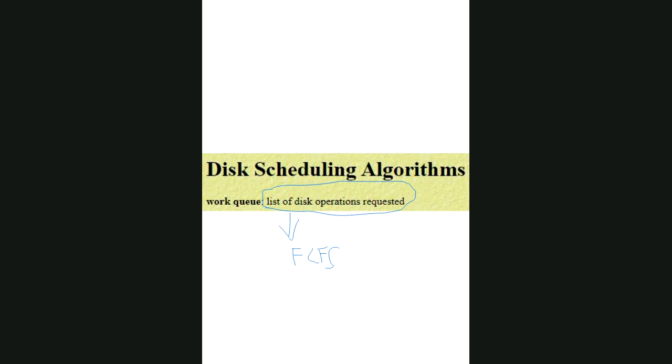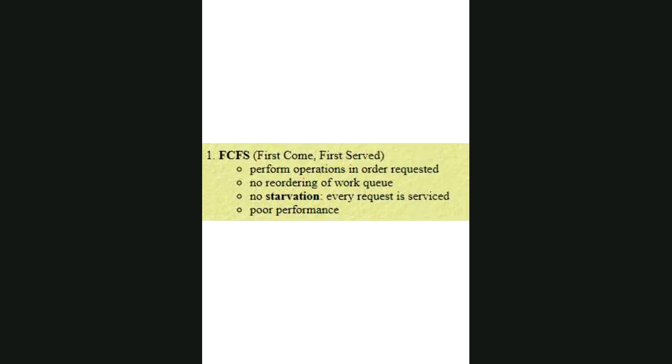So a list of disk operations are given. Now let's go to another part. Here I just write the disk scheduling algorithms. I think it's very small, right? How can I increase the font? So I will make it like this. Okay. Yeah.